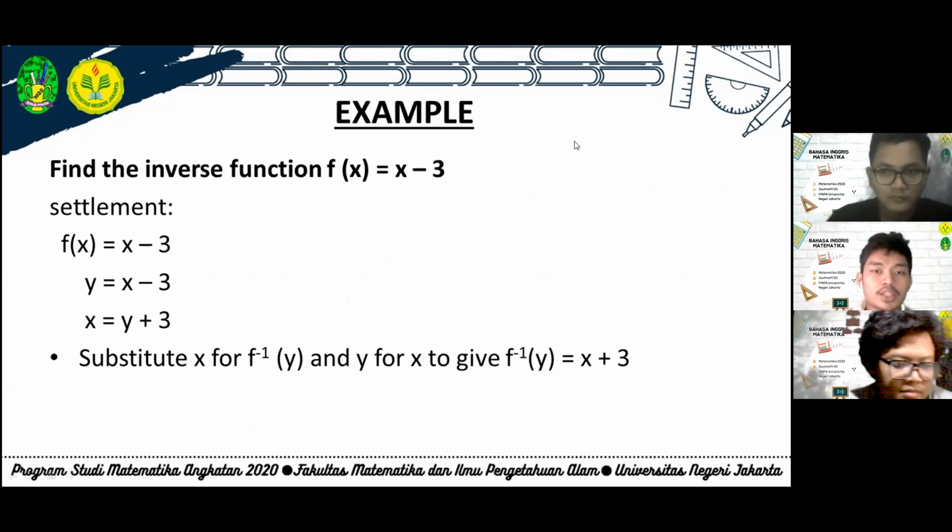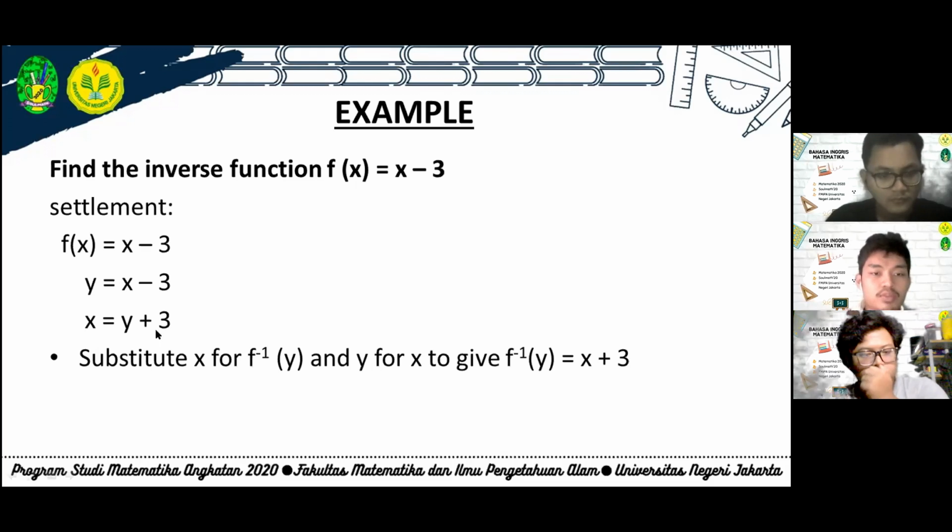Example: find the inverse function of f(x) equals x minus 3. Solution: f(x) equals x minus 3. Change f(x) to y. Then the equation is y equals x minus 3, and x equals y plus 3. Substitute x for f inverse(y) and y for x to give f inverse(x) equals x plus 3.